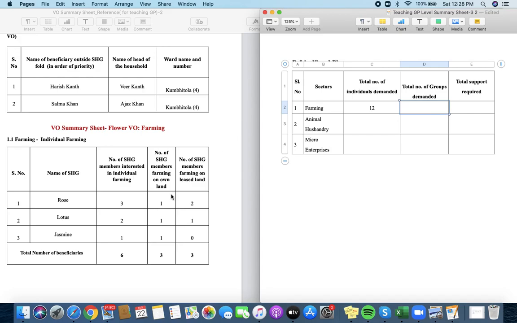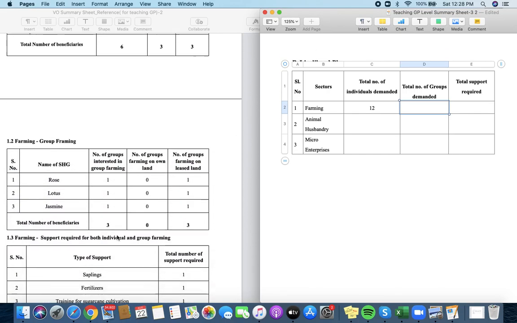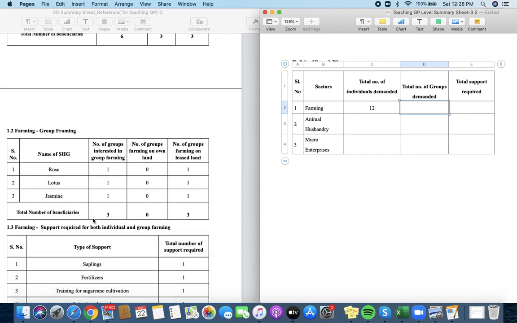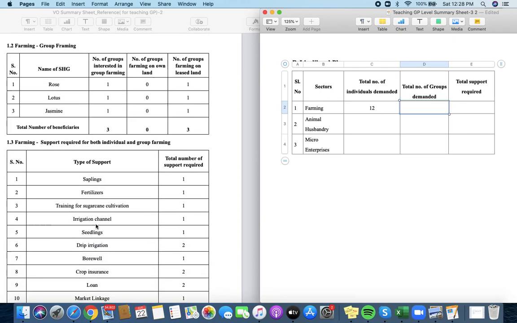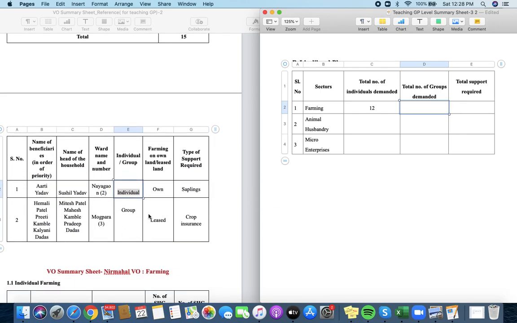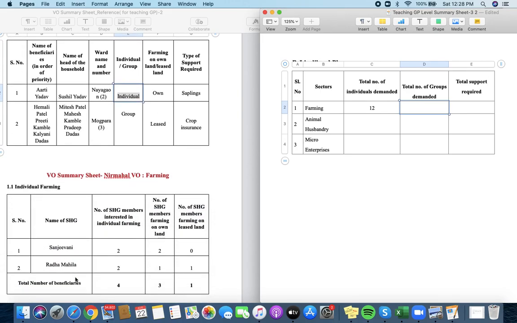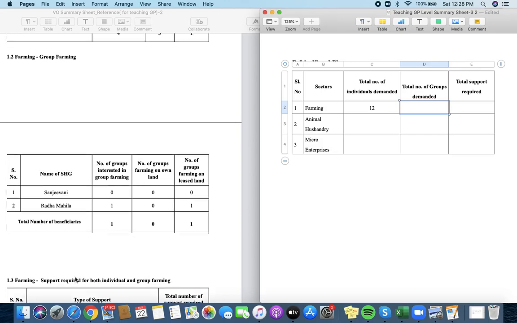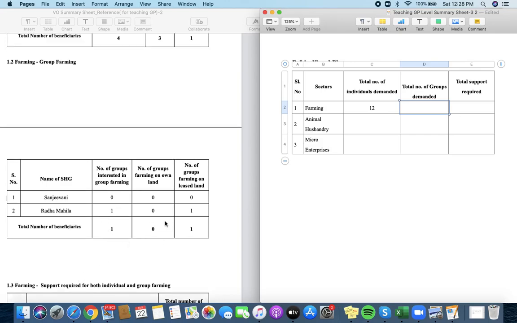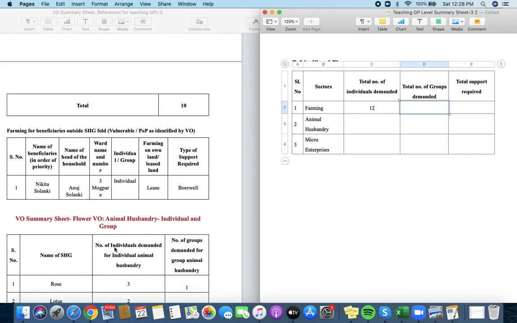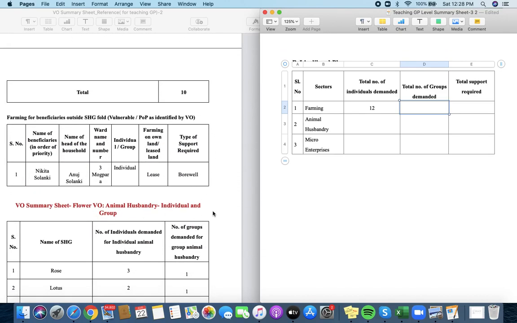The total number of groups that want to do group farming. In Flower VO, the total number of groups who want to do group farming is 3. And from outside SHG, there is 1 person who wants to do it in a group. So 3 plus 1, 4. And from Neer Mahal VO, we have 0 people who want to do group farming. And from outside SHG, nobody wants to do it. So we will just write 4.